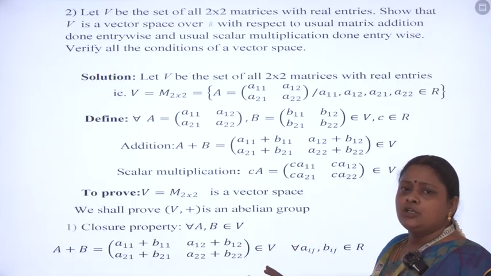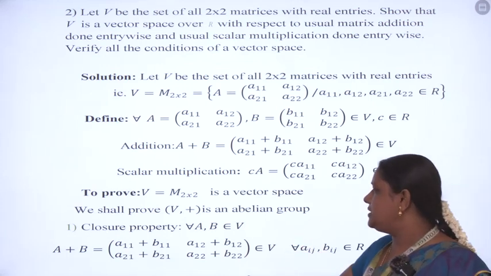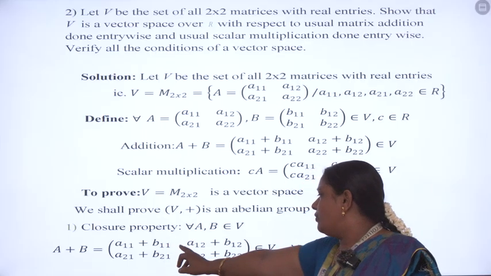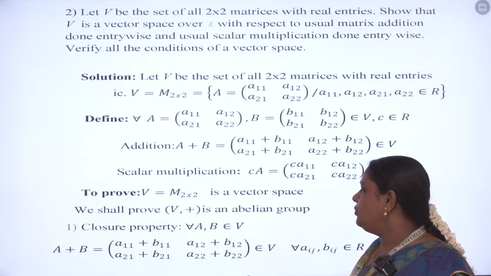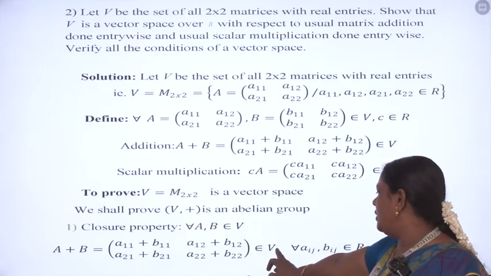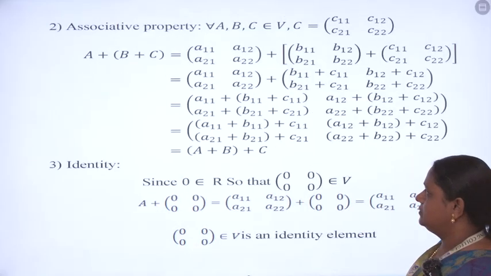First property, closure property. For all A, B belongs to V, A plus B is equal to, adding these two matrices, we get [a11 plus b11, a12 plus b12; a21 plus b21, a22 plus b22]. This also belongs to V, for all aij, bij belongs to R.